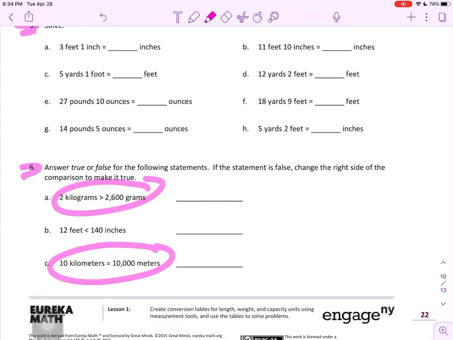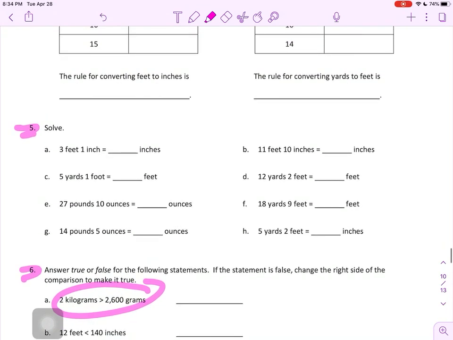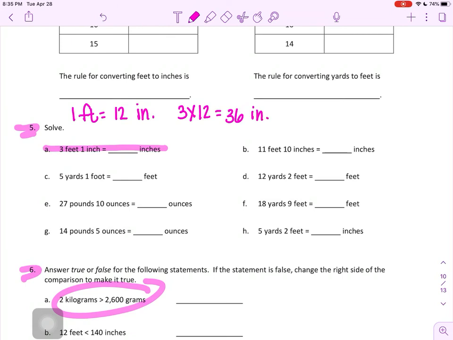But go for it. And let's just look at number 5 real fast. Let's do 5A together. So right now, 3 feet, 1 inch. So again, I know that 1 foot equals 12 inches. So if I have 3 feet, that's going to be 3 times 12, which will be 36 inches. But then I also have this extra inch, so it's going to be 36 plus 1 inch to give me a total of 37 inches.